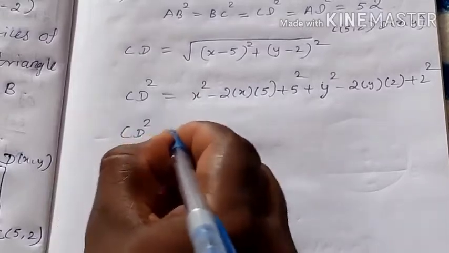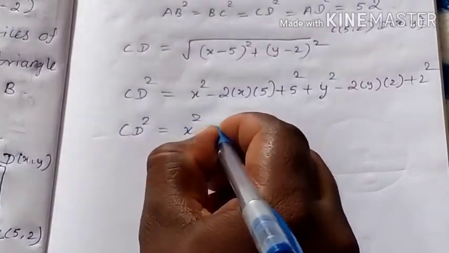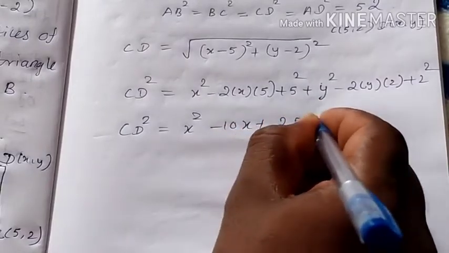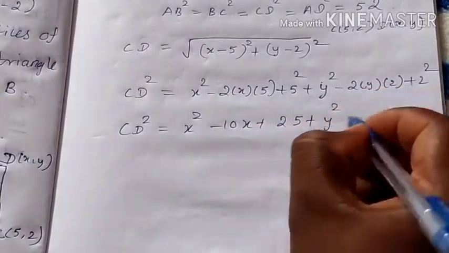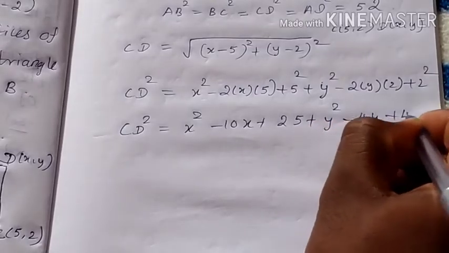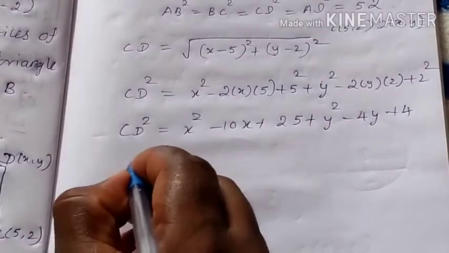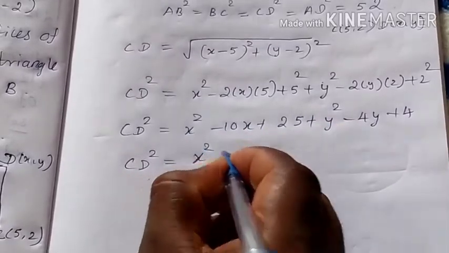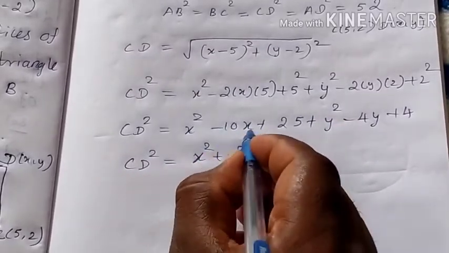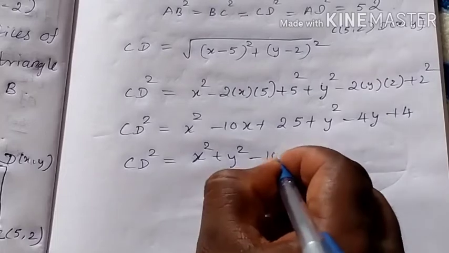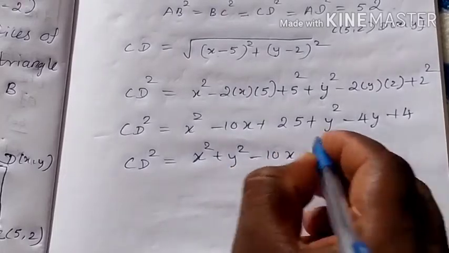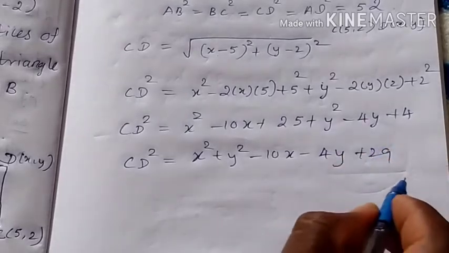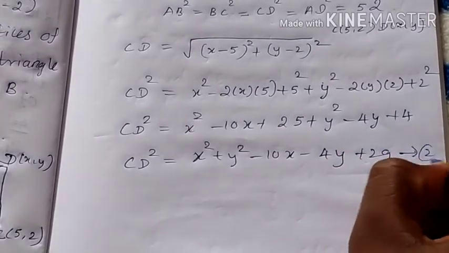Eliminating the square root, cause squaring on both sides. CD square is equal to x square, 5 2s are 10, 10x plus 5 5s are 25 plus y square, 2 2s are 4y plus 4. Then CD square equal to x square plus y square minus 10x minus 4y plus 25 plus 4 is plus 29. Okay, this is number 2.